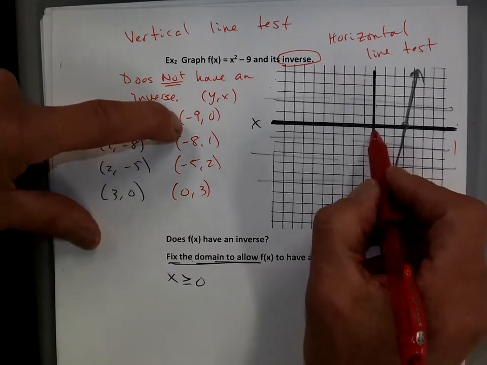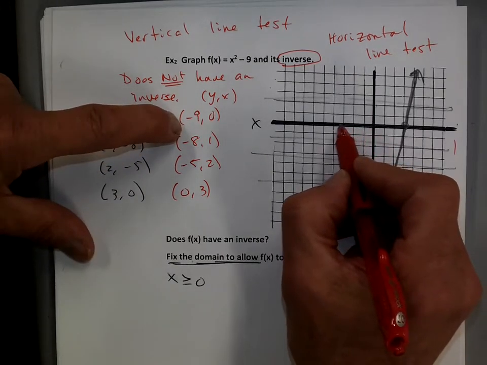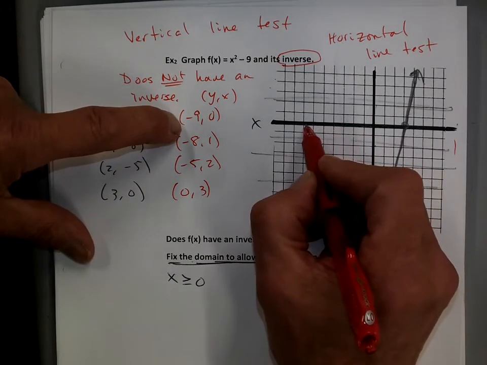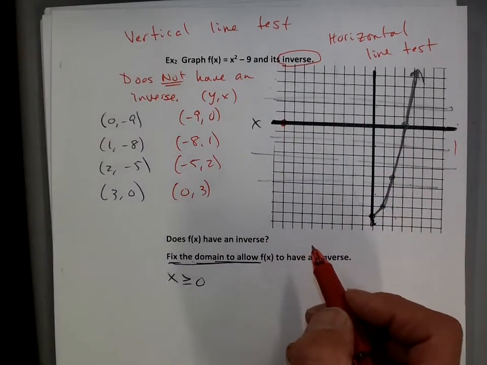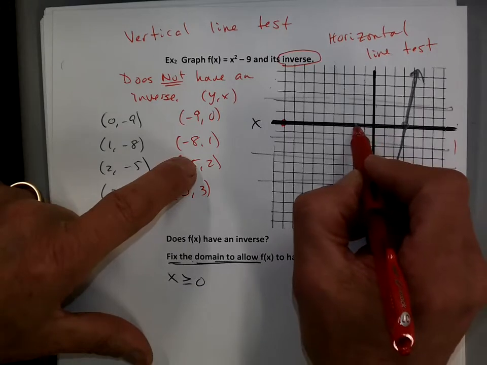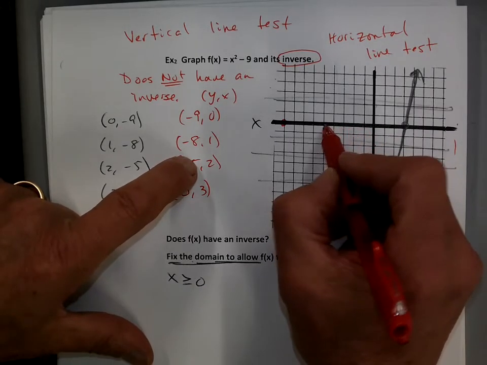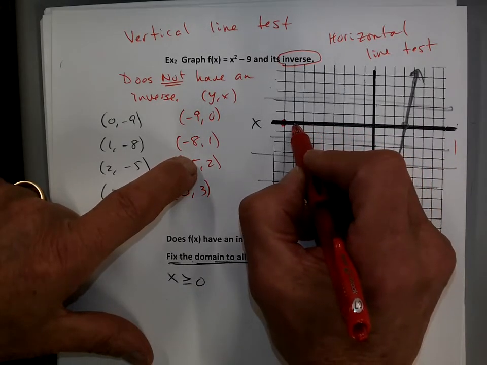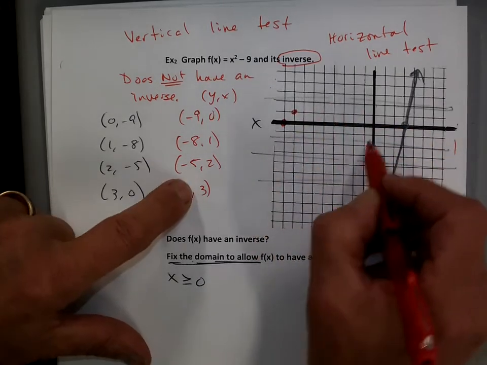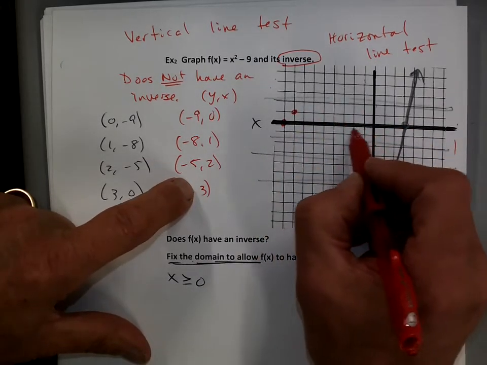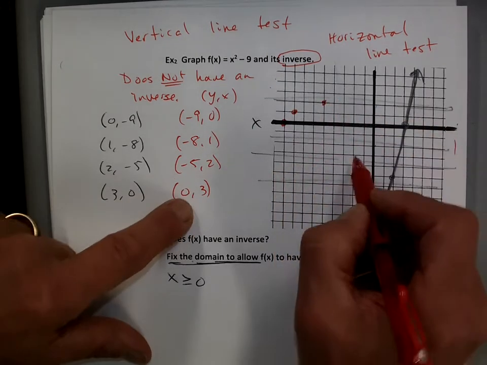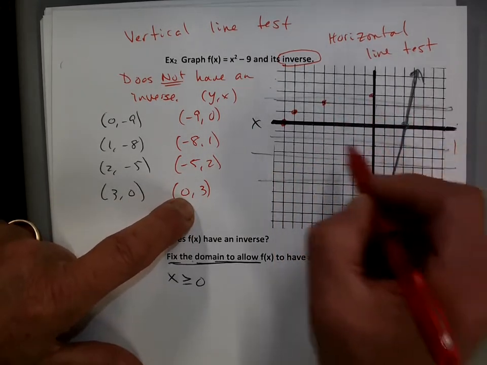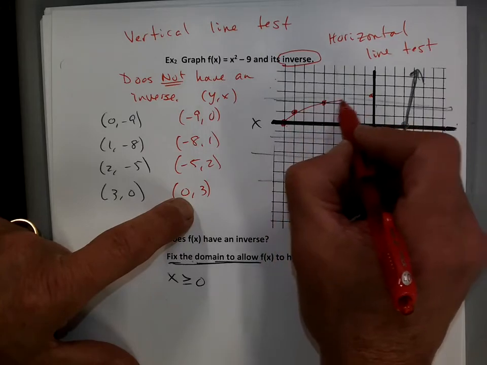(-9, 0): let's see, 1, 2, 3, 4, 5, 6, 7, 8, 9. Okay, cool. (-8, 1): 1, 2, 3, 4, 5, 6, 7, 8, 1. (-5, 2): 1, 2, 3, 4, 5, 2. And (0, 3). And I'm going to graph that in.